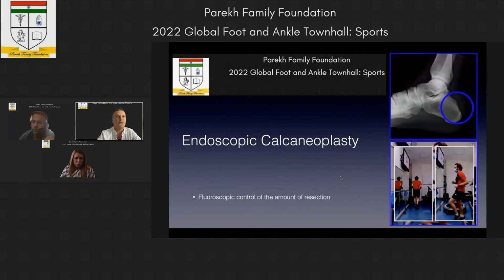Removal of a sufficient amount of bone is essential for a good outcome. For this reason, the use of intraoperative fluoroscopic control is needed. However, no clear guideline of the amount of bone that needs to be excised during calcaneoplasty has been established.